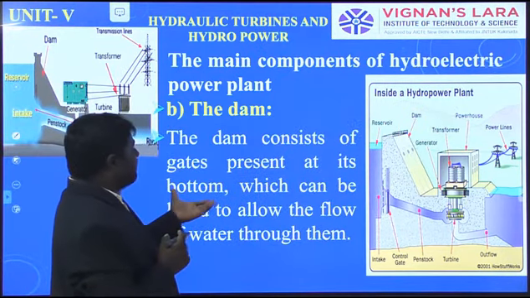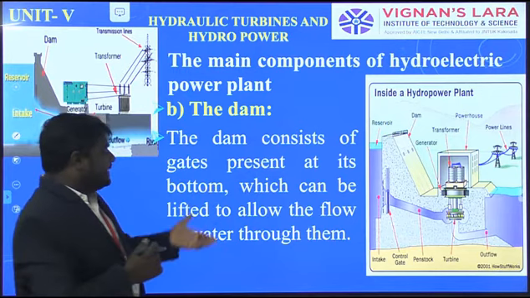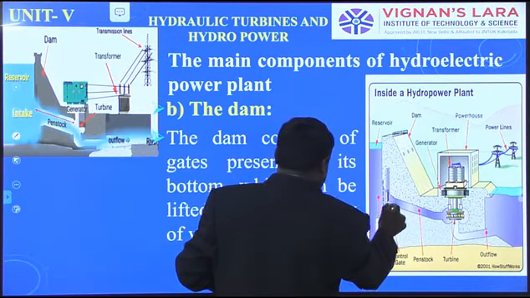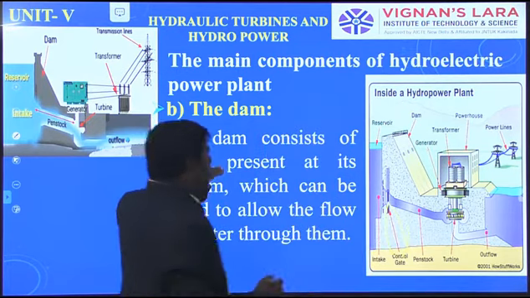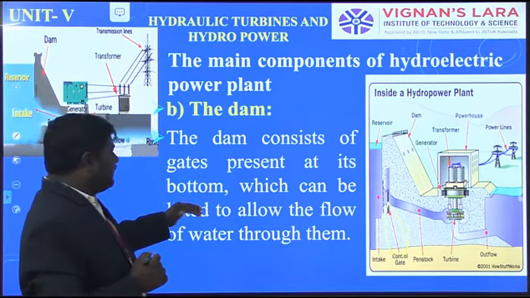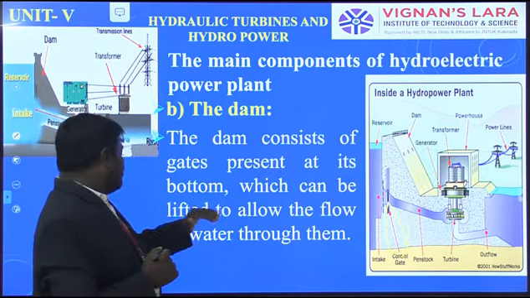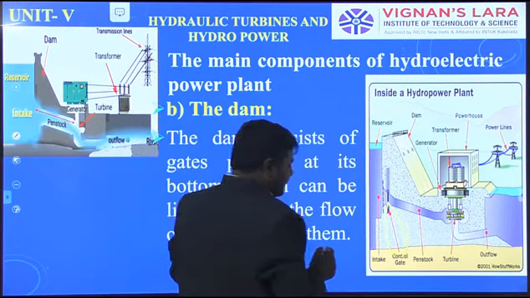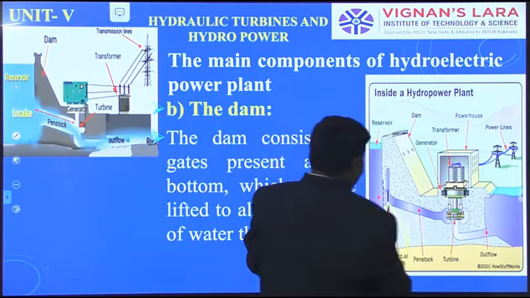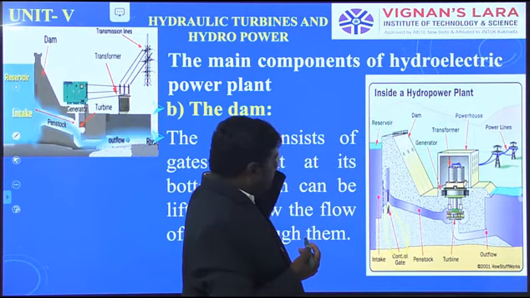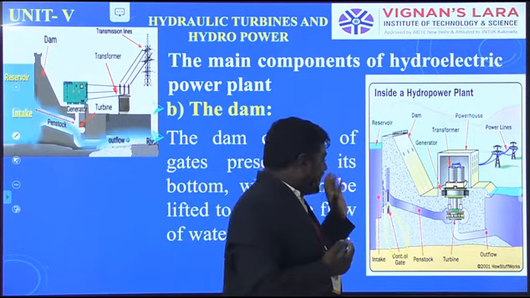Then the dam consists of gates. This is the intake gate or control gate. The dam consists of gates present at its bottom, which can be lifted to allow the flow of water through them. Whenever the control gate opens, that water has high speed.